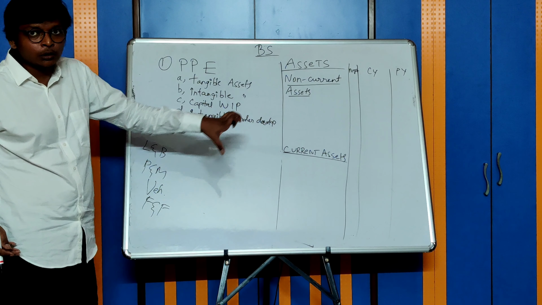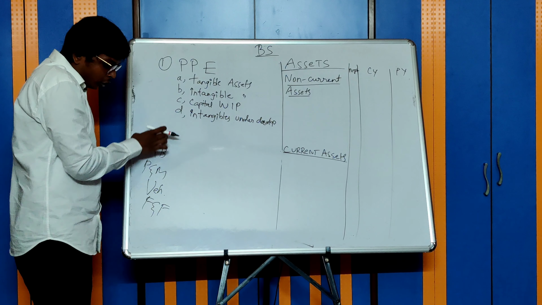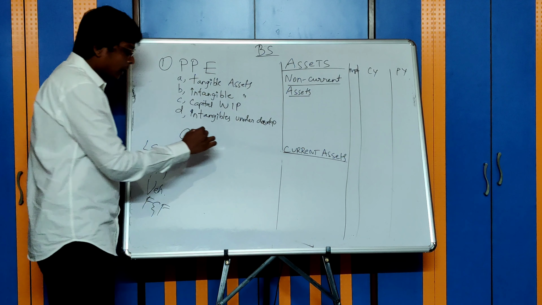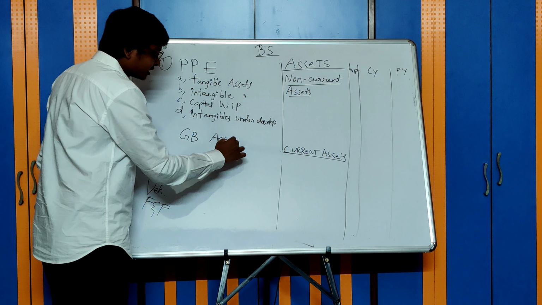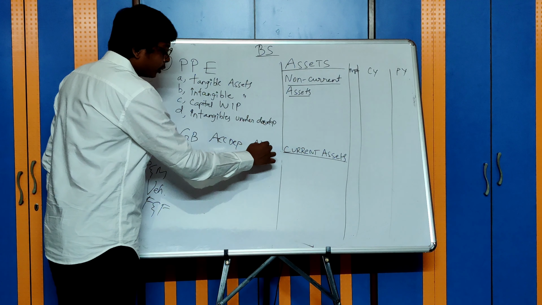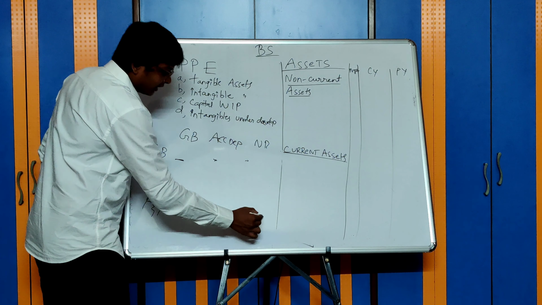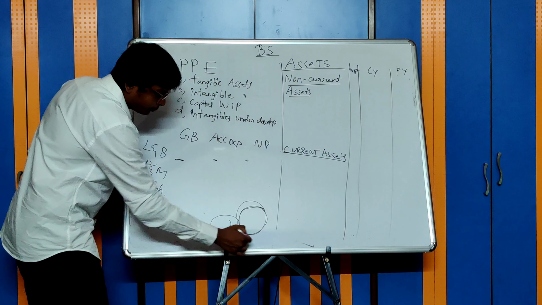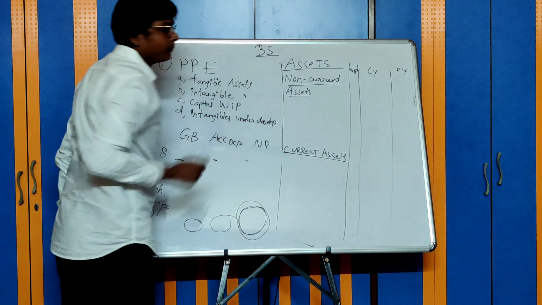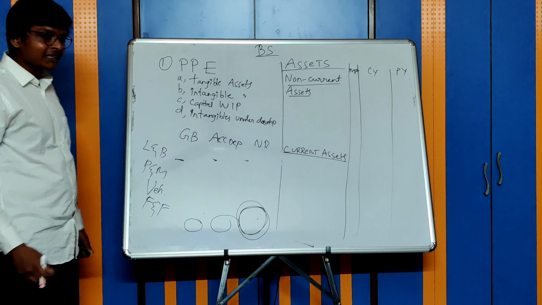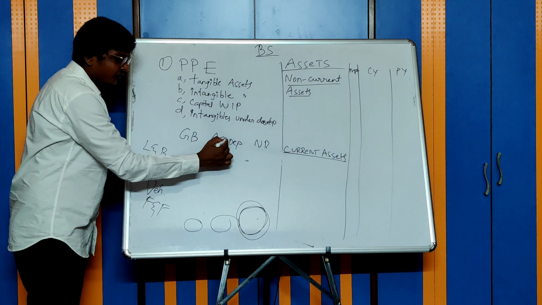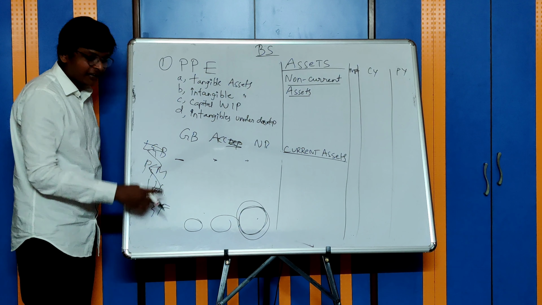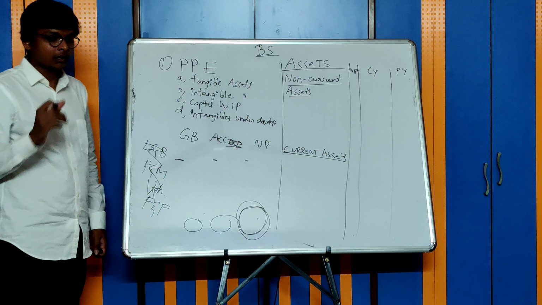How to present this in the notes? You have to write all the asset names, then write gross block, accumulated depreciation, and then net block. Fill the values. The final net block total will go to your balance sheet. Similarly for intangible, same format. Instead of accumulated depreciation, it will be amortization, and here you will have patents, goodwill, etc.